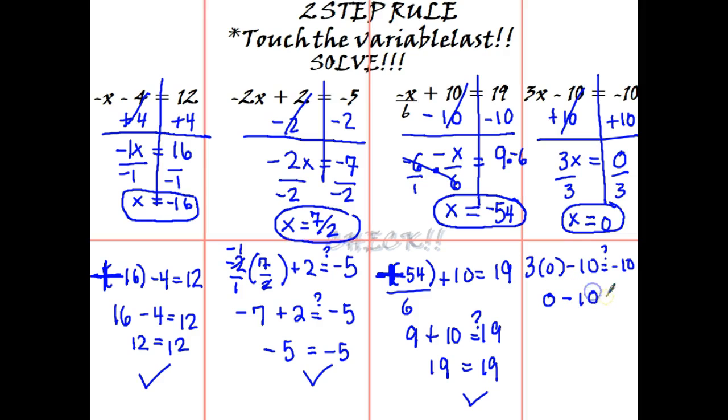0 minus 10, is that equal to -10? Well, 0 minus 10 is -10. -10 is equal to -10. Yes, so I got 0. I got a fraction, but I got the right answer. That's a new jam. Get on my level.